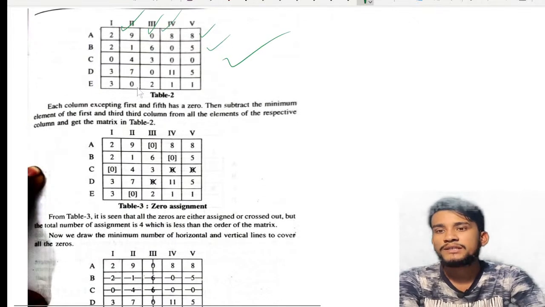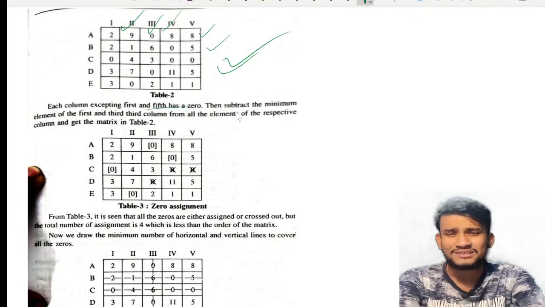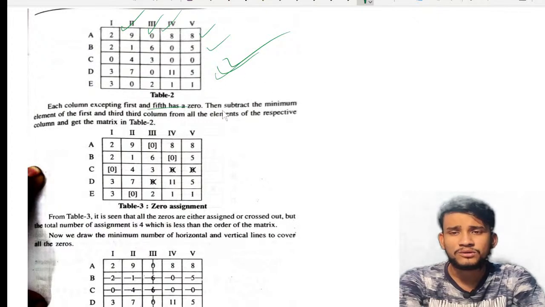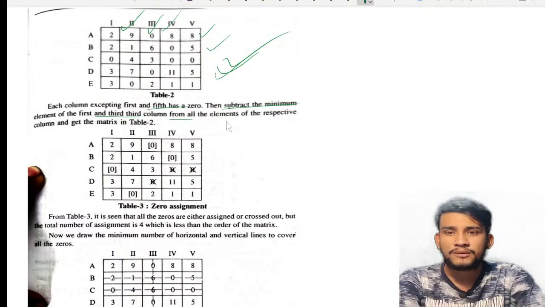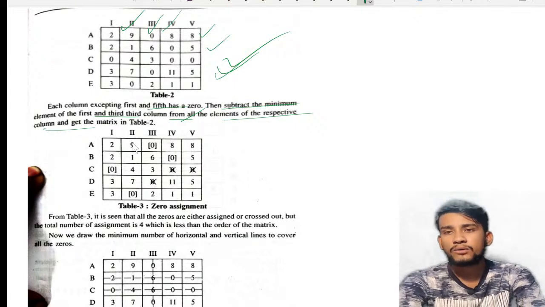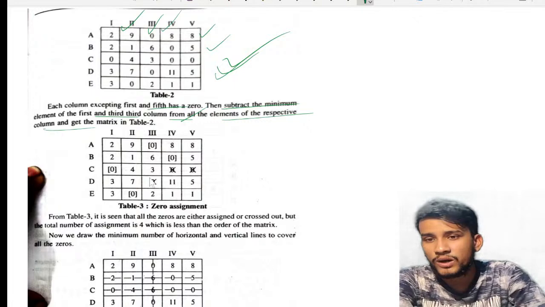Now each column except the first and fifth column has a 0. This is written in table 2. Then subtract the minimum element of the first and fifth column from all the elements of the respective column. It is written here. Now we find the zeros. If there is one zero in a single row first. So from table C, what is it saying here?